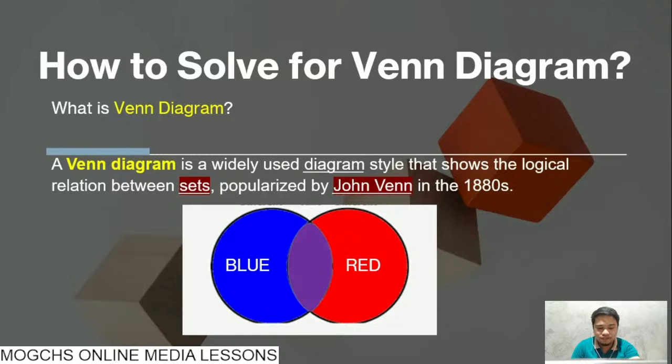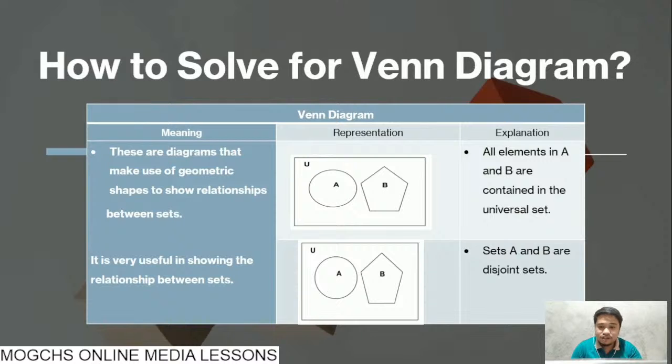Next slide. These are diagrams that make use of geometric shapes to show relationships between sets. We have circle A, then B is a pentagon. The explanation is, all elements in A and B are contained in the universal set. What is a universal set? It was discussed earlier by Sir Mark. Next, it is very useful in showing the relationship between sets. We can use it to see what is in A and what is in B.